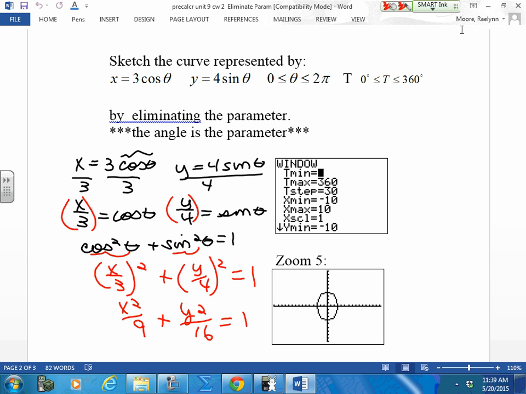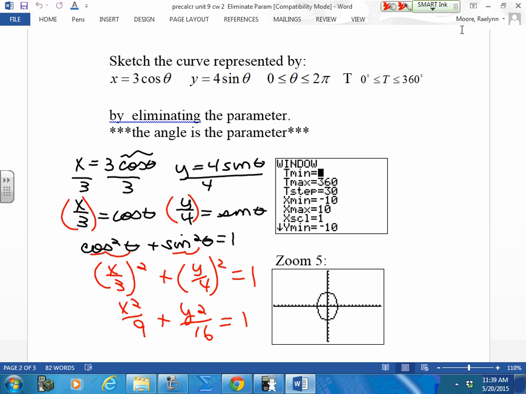Isn't that the equation of your ellipse? And look before we squared it. Do you see over the y, it's 4? Doesn't it go up 4? On the x, it's 3. Doesn't it go over 3? So we can get to the equation of an ellipse through parametrics.